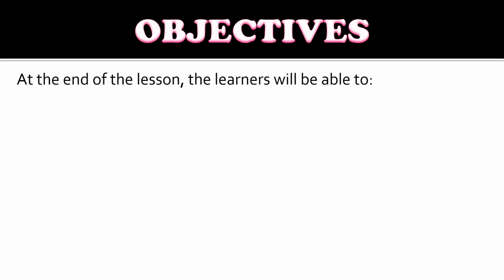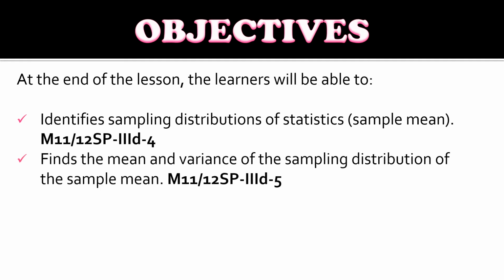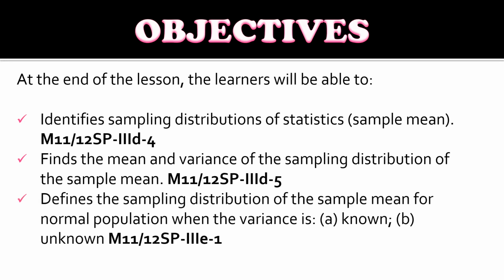So for today's objectives, at the end of the lesson, the learners will be able to identify the sampling distribution of statistics or the sample mean, find the mean and variance of the sampling distribution of the sample mean, and define the sampling distribution of the sample mean for normal population when the variance is known and unknown.